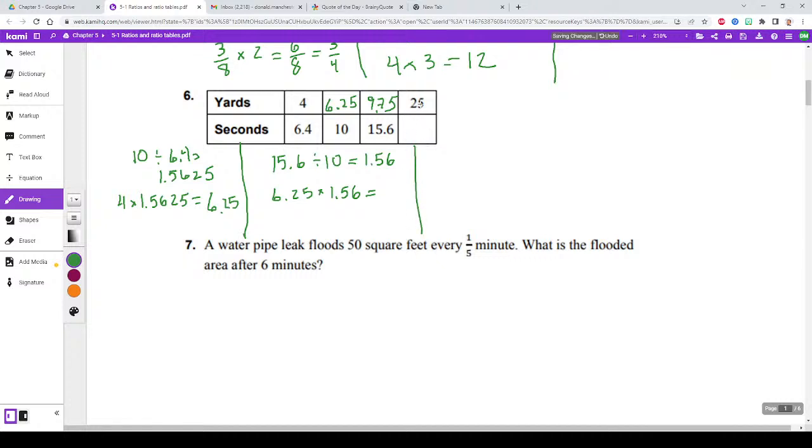To get this last one, we're now going to look at the top. I'm going to use the 6.25 and the 10 again because those just look nicer. There's something about the 10 that I like. So I'm going to go 25 divided by 6.25. So 25 divided by 6.25 gives me 4. So then we'll take 6.4, multiply that by 4. 6.4 times 4 gives me 25.6.